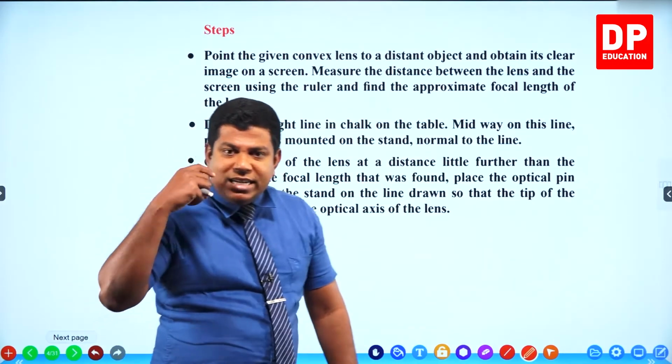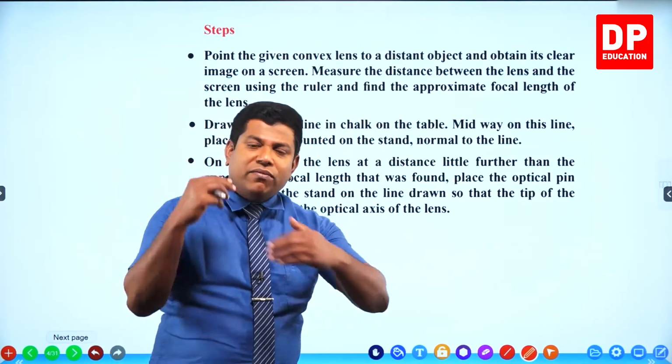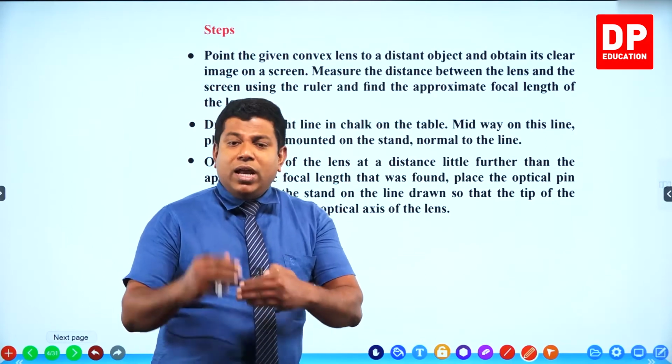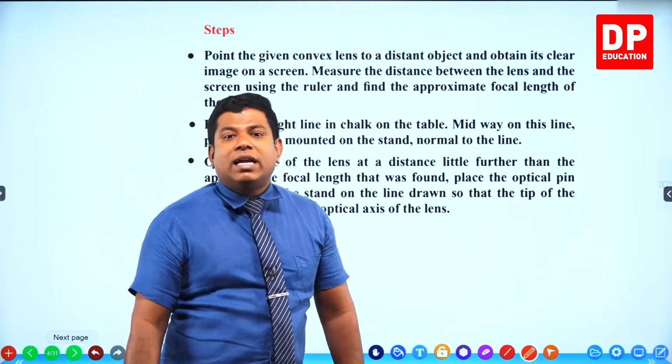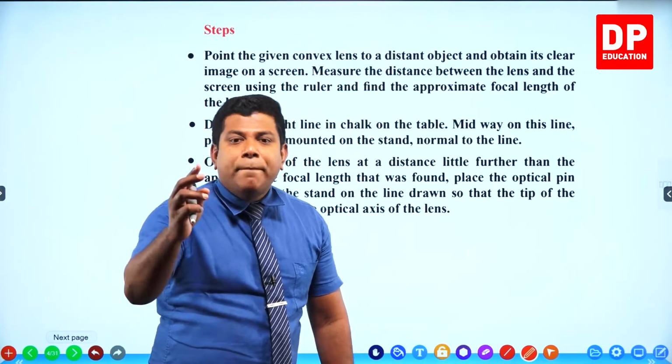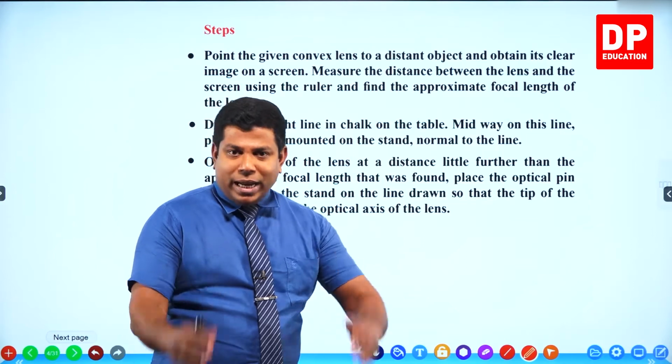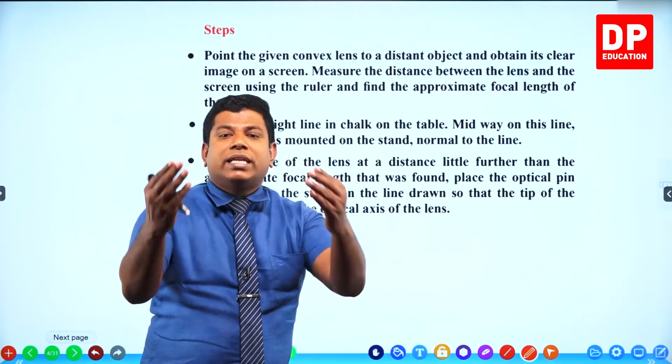You look at a distant object in far distance. Why do we look at an object in far distance? The rays from an object in far distance can be assumed to be parallel rays. To get parallel rays, you look at an object in far distance.